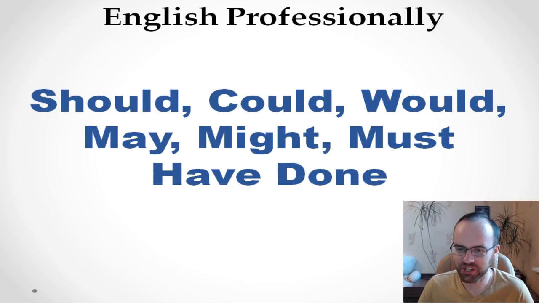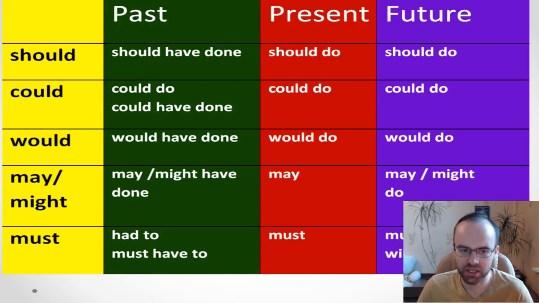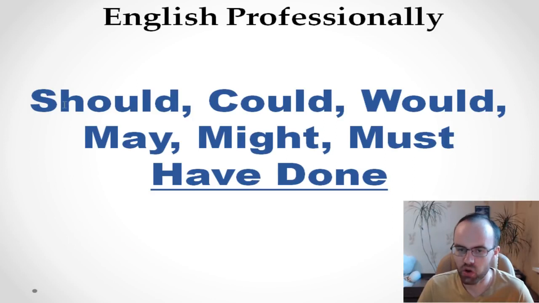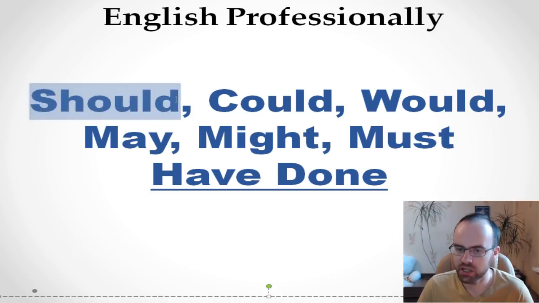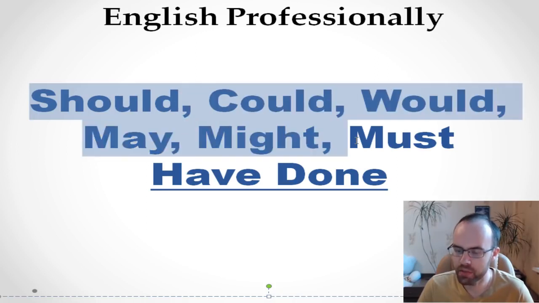Welcome to the channel English Professionally, and this English lesson is mostly for intermediate and advanced students. It's about this structure, have done with modal verbs. Okay, very good. Let's have a look at this table and let's try to understand when we need to say should have done, could have done, would have done, may have done, might have done, and must have done.